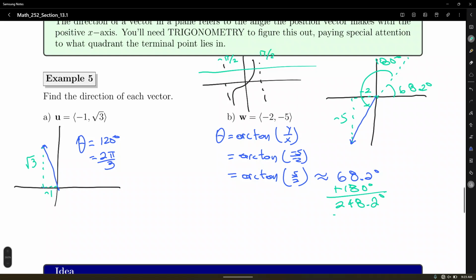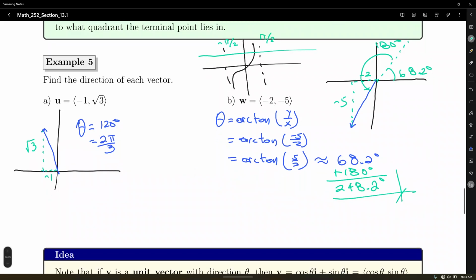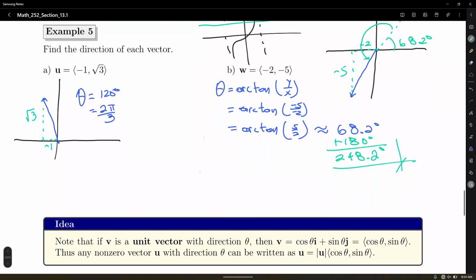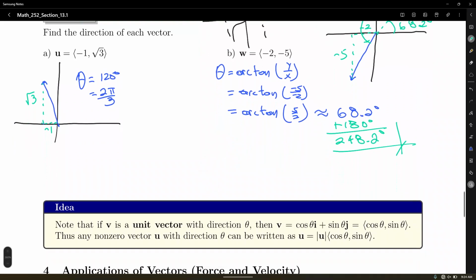248.2 degrees. So that is the direction, the angle this time. All right, here is where we need to relate these vectors with the basic idea from trigonometry that actually gives rise to the trigonometric functions. Because again, vectors have a magnitude and a direction, and the part we care the most about at this point is the direction part.